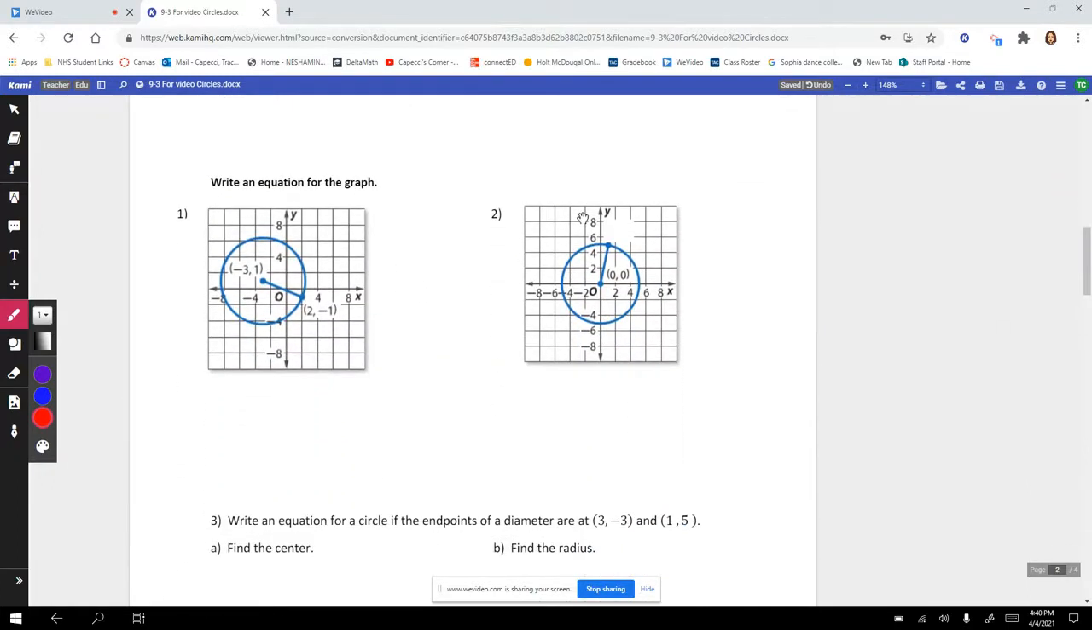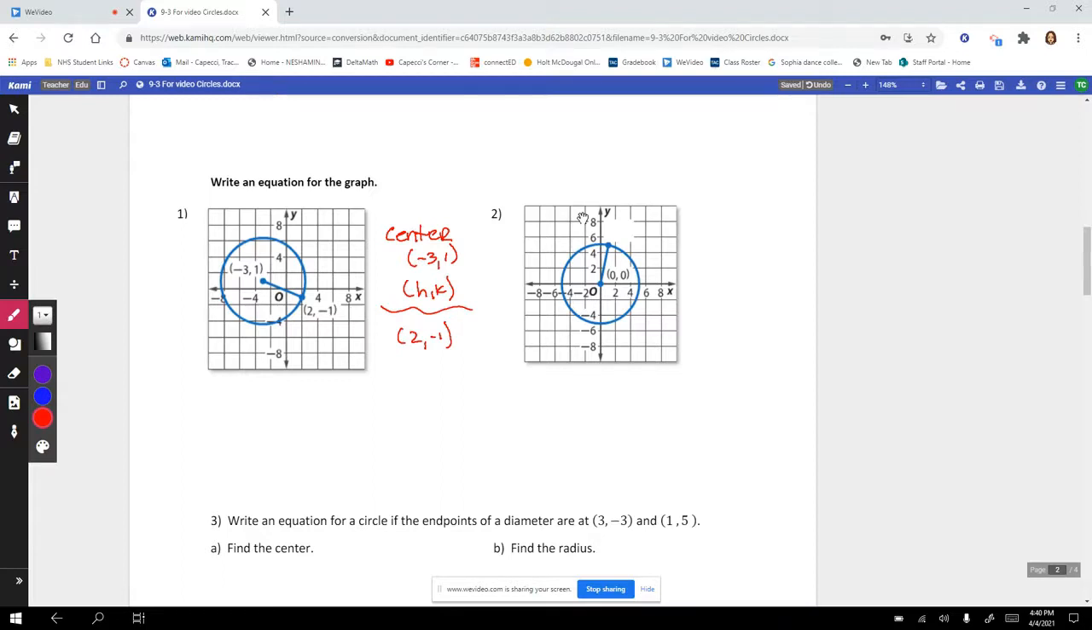It says write an equation for the graph. In number 1, the first thing we have to do is take a look at where the center is. In this case, the center is negative 3, 1. That's those points (h, k). And my other point, which I'm going to get to later, is (2, negative 1).